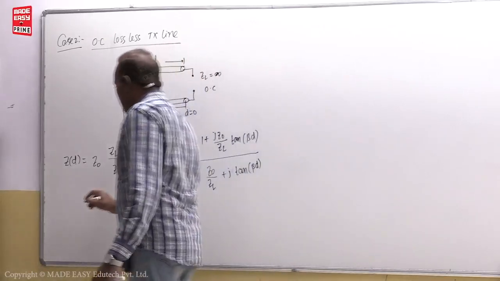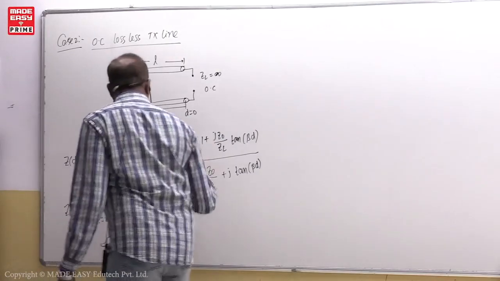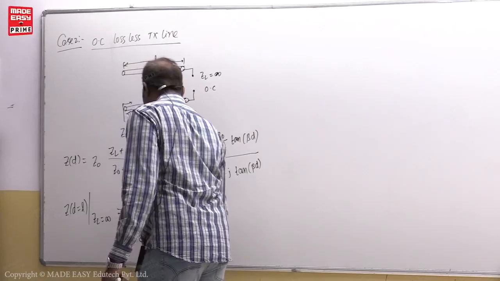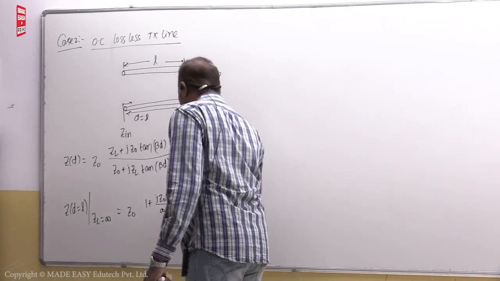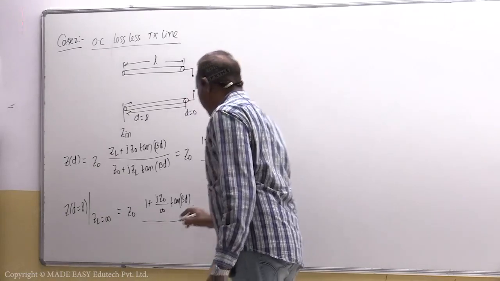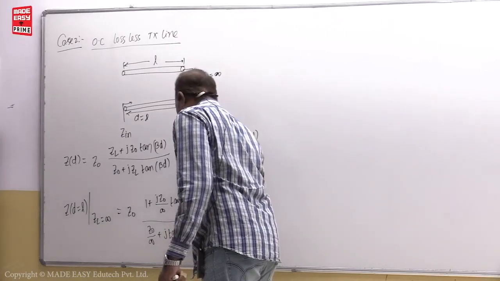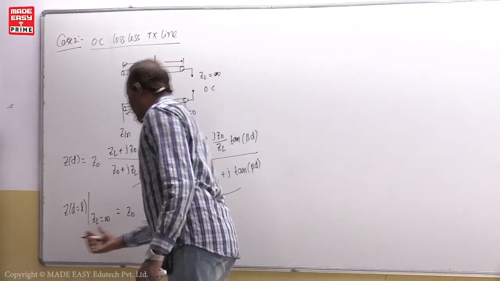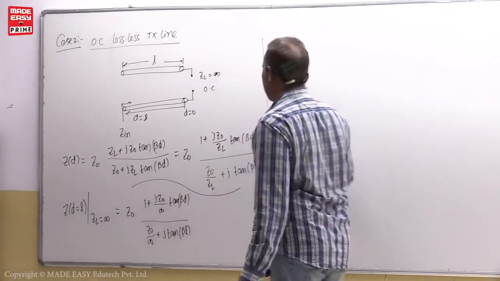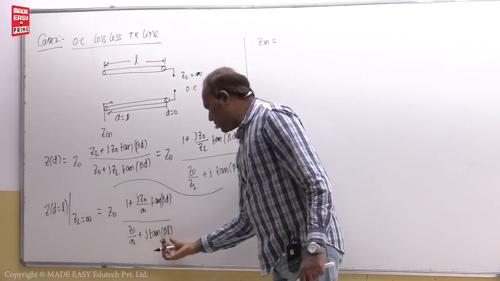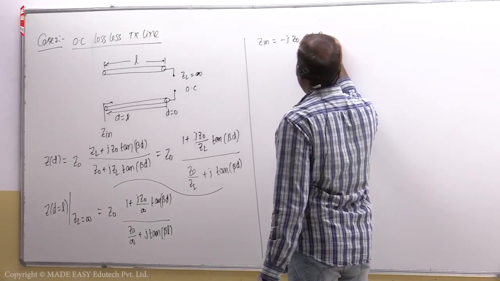Now if you substitute d is equal to L, that means input, and ZL is equal to infinity, then we get Z naught times 1 plus j Z naught divided by infinity tan beta d divided by Z naught by infinity plus j tan beta L. So this is nothing but the input impedance when the load is open circuit, and ultimately this is 0, this is 0, 1 by j tan, minus j. So minus j Z naught cot beta L.